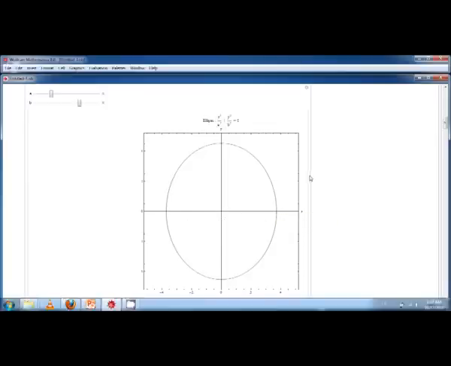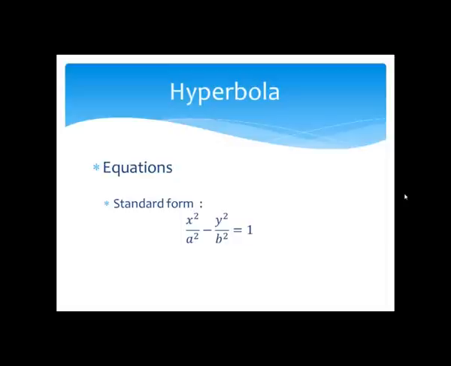Now a caveat. What if a equals b? What we get is a circle. And in fact, a circle is a special case of an ellipse when a equals b. Right, so that's a summary of the ellipse.